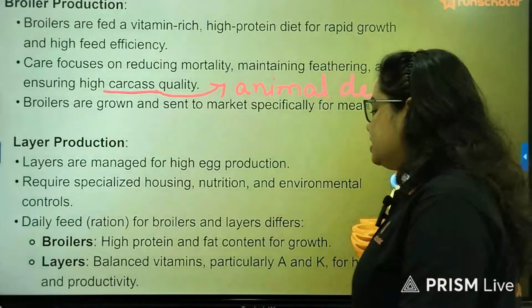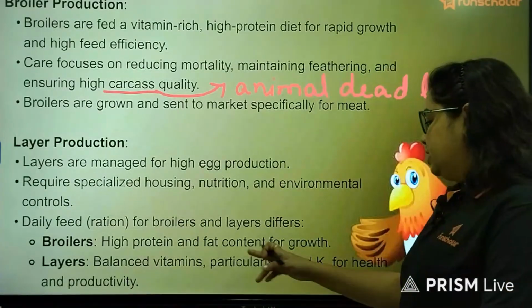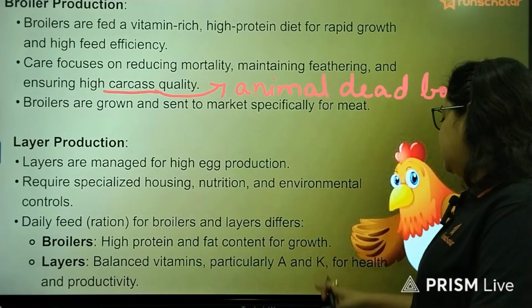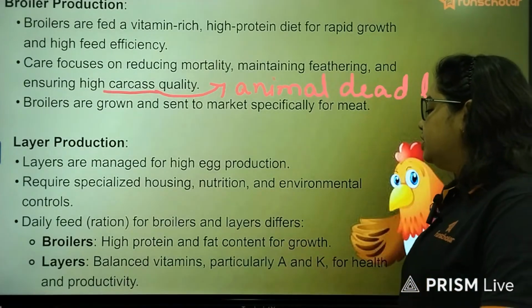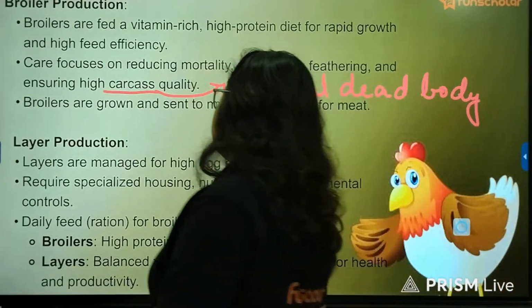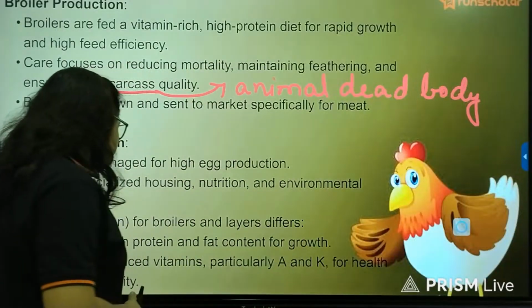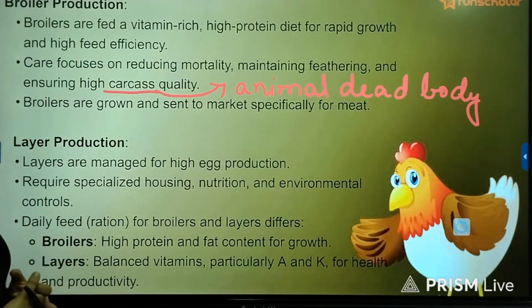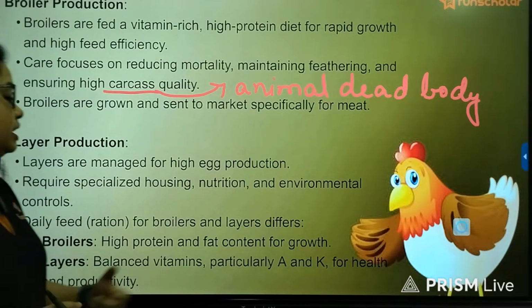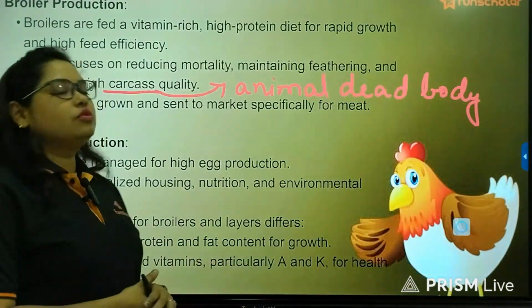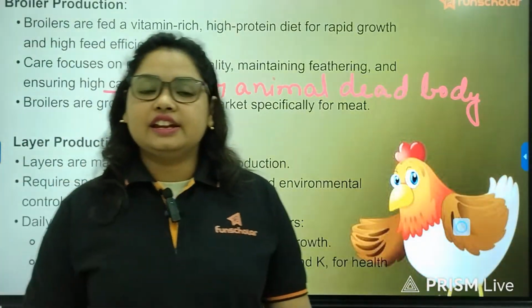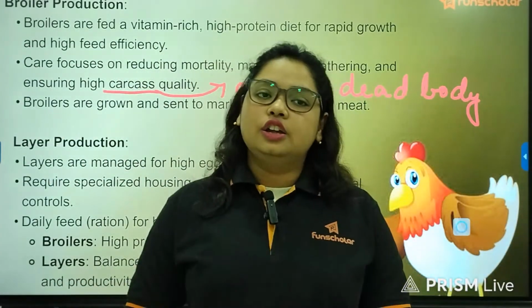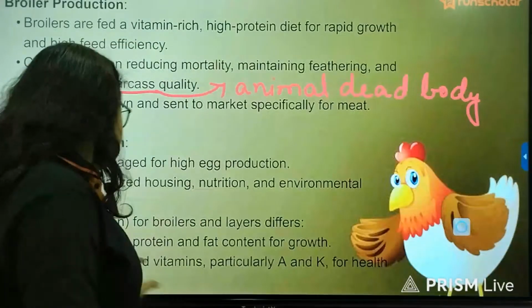And for layers also we need vitamins, particularly in your diet, and for health and productivity. So the layers should actually be fed with the grains which are rich in vitamin A and K, and with a good supply of vitamins. Also they can be vaccinated, just like in case of the cattle, to protect them against diseases.